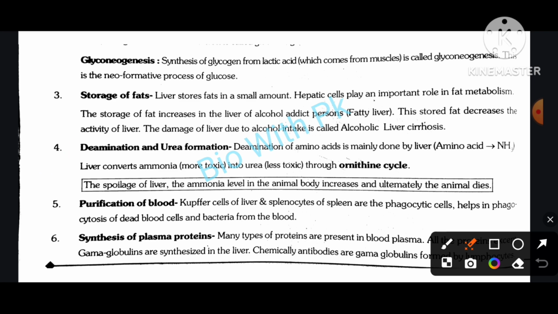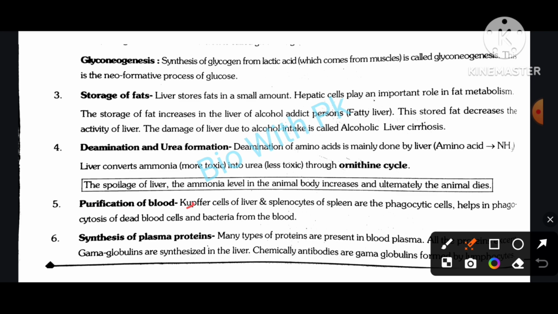Number four, deamination and urea formation. Deamination of amino acids is mainly done by the liver. Amino acid gives NH3. The liver converts ammonia, more toxic, into urea, less toxic, through the ornithine cycle. With spoilage of the liver, the ammonia level in the animal body increases and ultimately the animal dies.